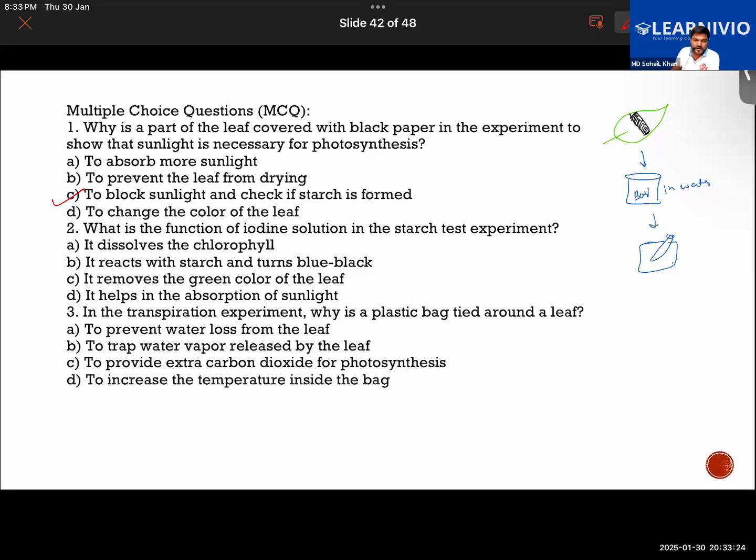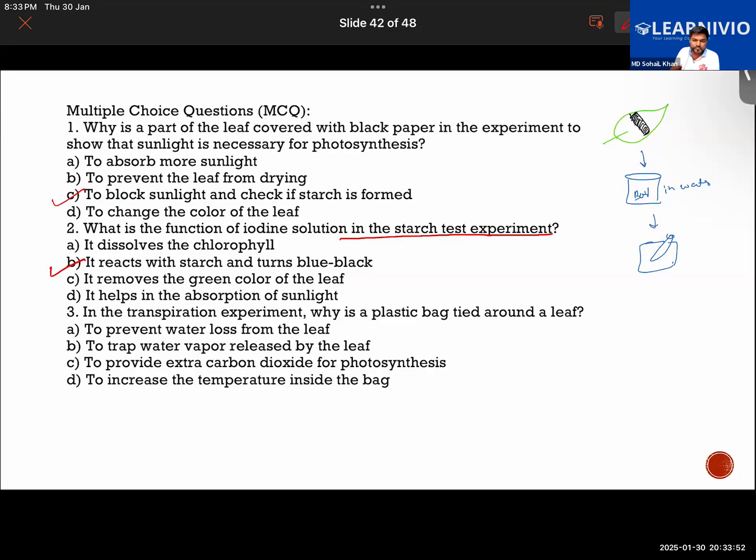What is the function of iodine solution in the starch test experiment? Sir, B. It reacts with starch and turns blue-black. Very good. If starch is not present, will it turn blue-black? No, it won't. It will turn some yellowish color. Very good. Next.